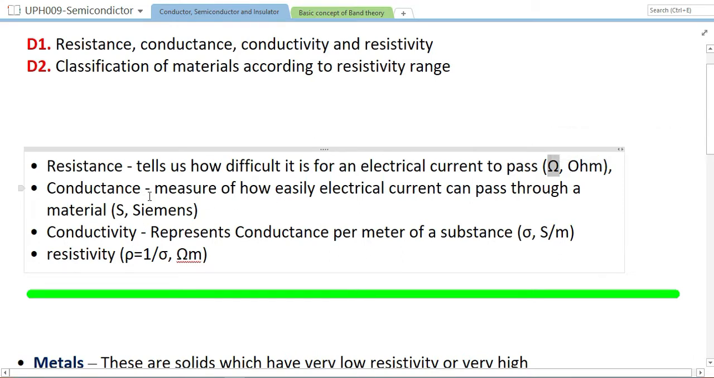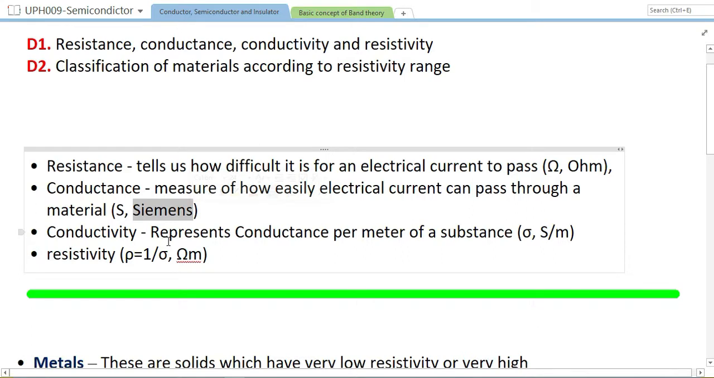The conductance, on the other hand, is just the opposite. It represents how easy it is for the current to pass through the material, and its unit is inverse of ohm, and it's given a name Siemens, and its symbol is S. Earlier it used to be represented as ohm inverse, or just the opposite of it, mho. But then later a standard name was adopted, and that is called Siemens.